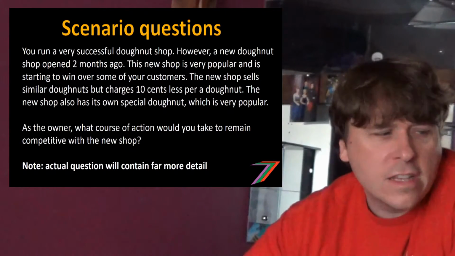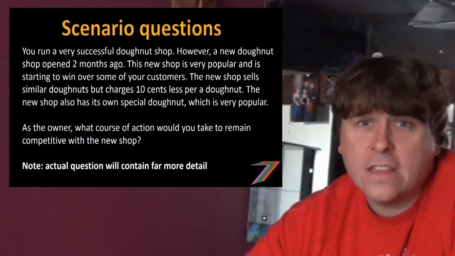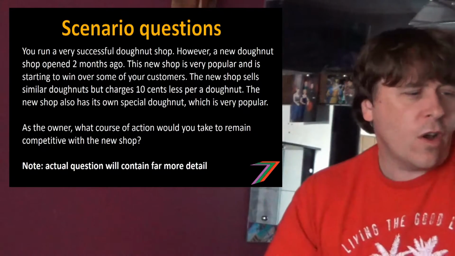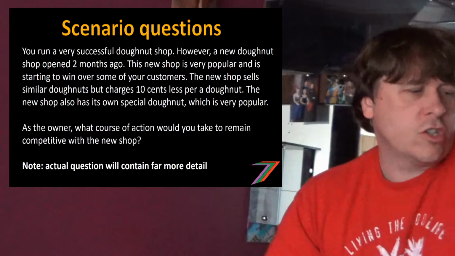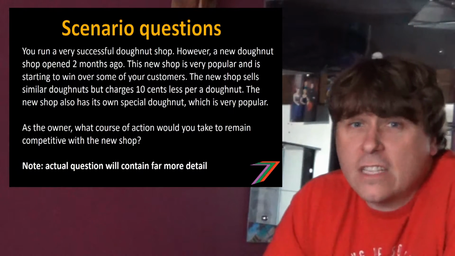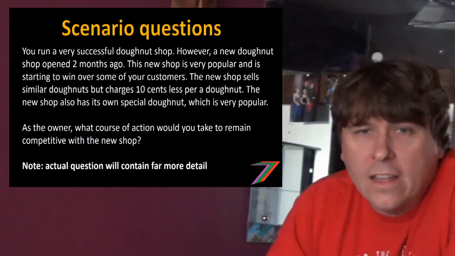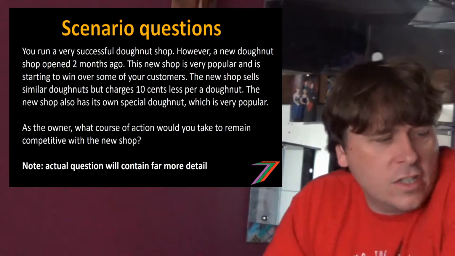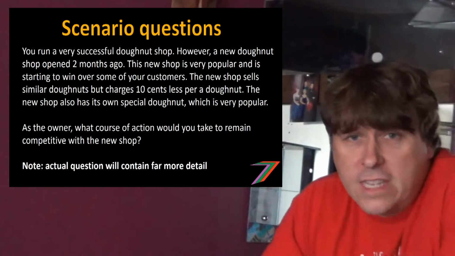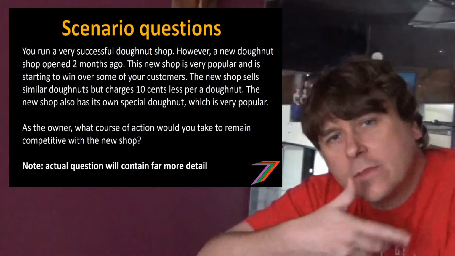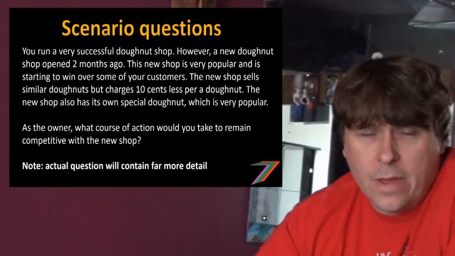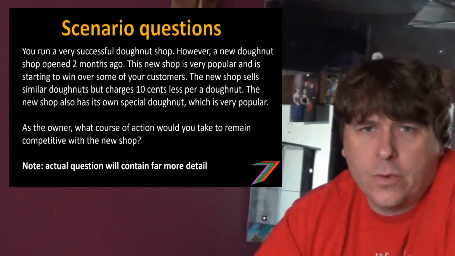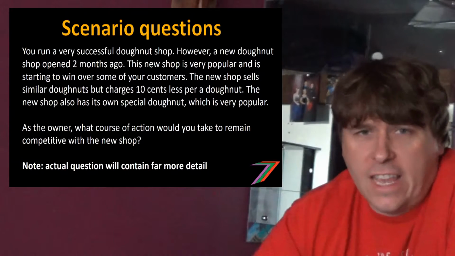Here we've got a very simple scenario question, which is going to be fleshed out later in Unit 24. We've got someone who's running a donut shop, which used to be very successful, but there's a new competitor. This new competitor is taking some of your customers, so you've got to decide what course of action you want to take. I'll explain this sample question in more detail. This is just an outline, so you can think about the type of questions you're going to get at the end.